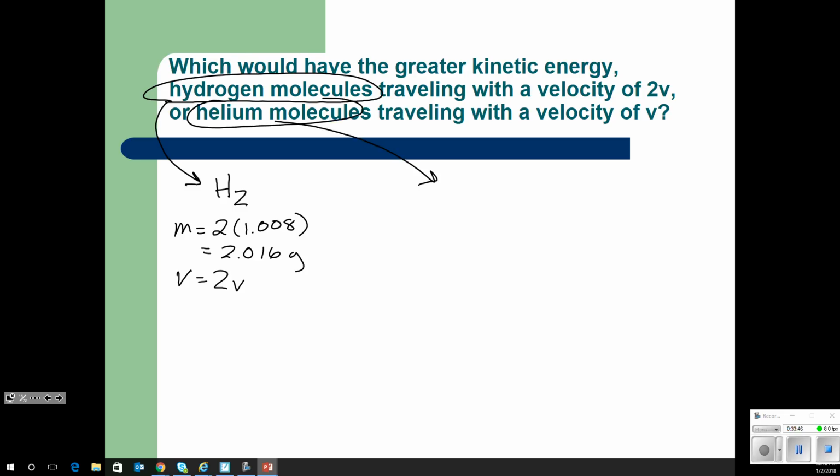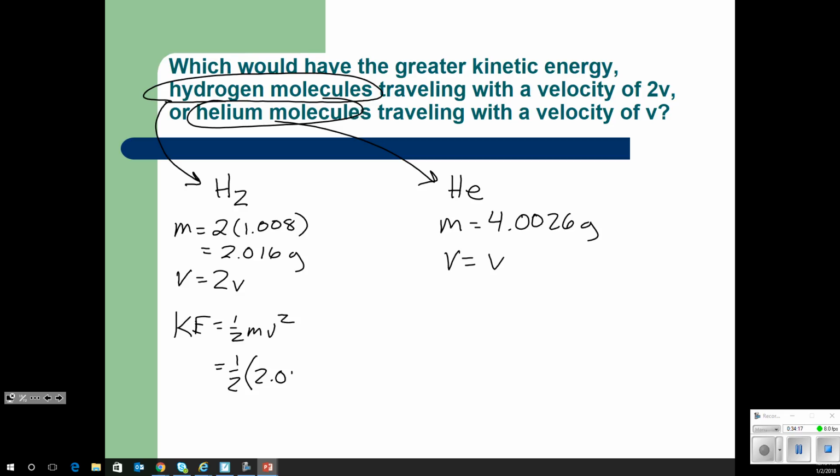Helium molecules over here, helium is just helium. And the mass of helium is 4.0026 grams. And it says it's traveling at a velocity of v, so v is just v. Which would have the greater kinetic energy? Oh, I know how to do kinetic energy. Kinetic energy is 1/2 mass times velocity squared. So plugging in 1/2 times 2.016 grams times velocity squared. Everybody okay with that? Yeah.